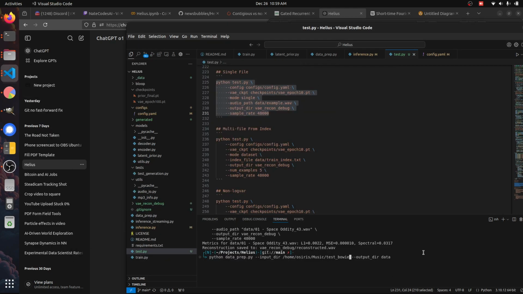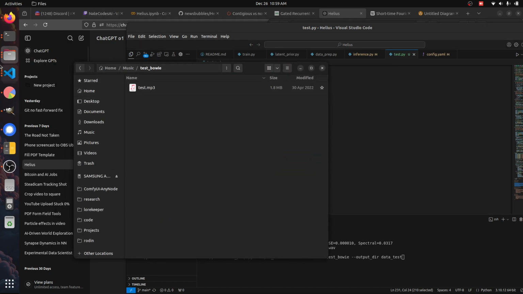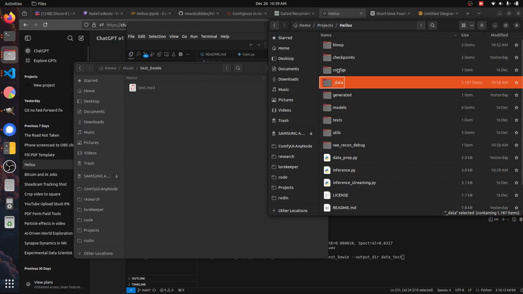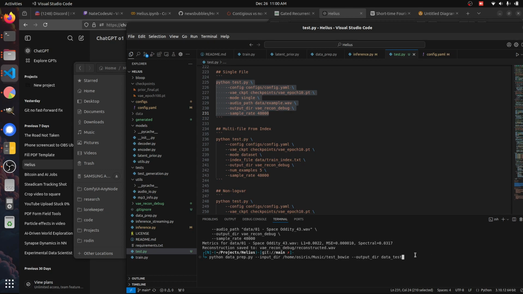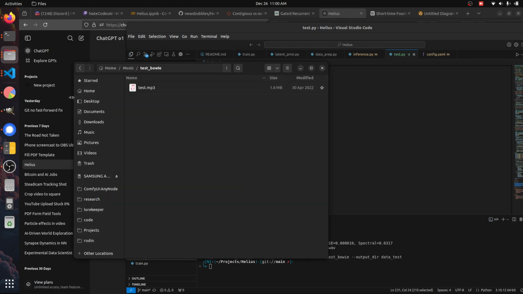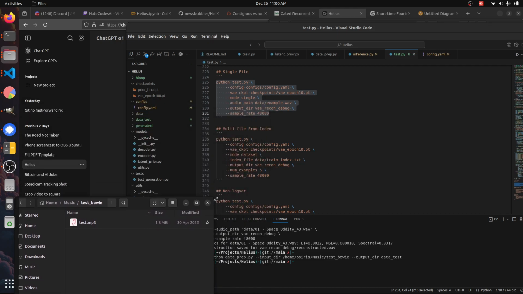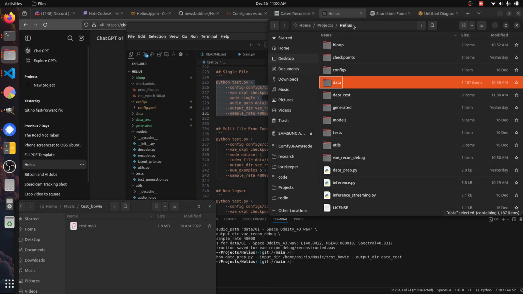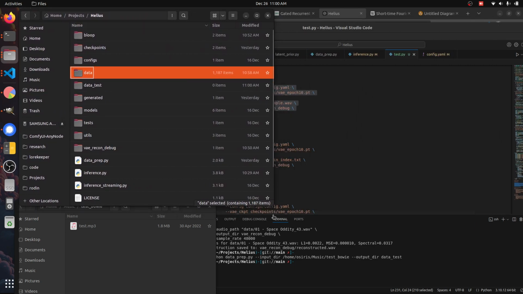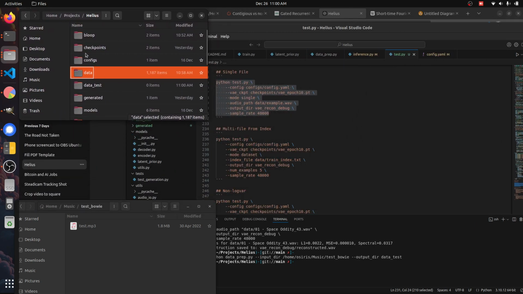Okay, so we got test Bowie, output dir data. Oh, let's do data test. And we don't have to rename the other thing. Let's just keep on keeping on. It's not rename data. Okay, cool. So now we have our music, our samples in test Bowie. So this is our music folder. And then we have our Helios folder. All right, data test.